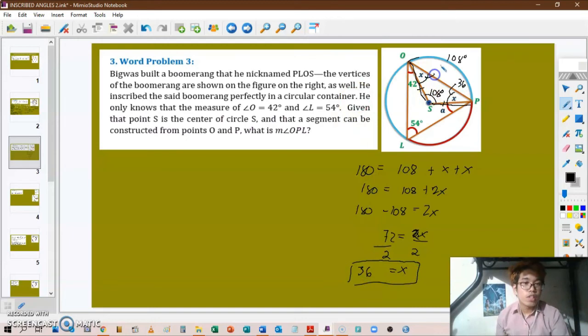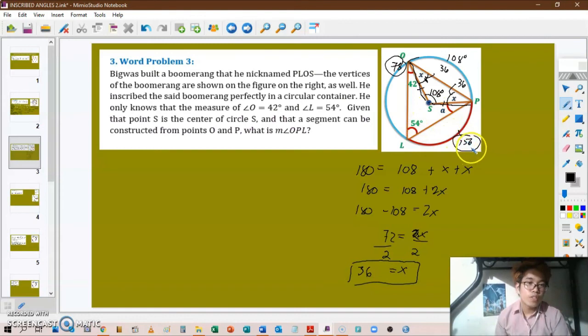So that only leaves us with this angle right here, angle A. How do we get the measurement of angle A? Since we know that this one is 42 plus x, and x is 36 degrees, what's 42 plus 36? That's 78. So therefore, angle O is equal to 78. And to get arc LP, 78 times 2, so this is 156 degrees.